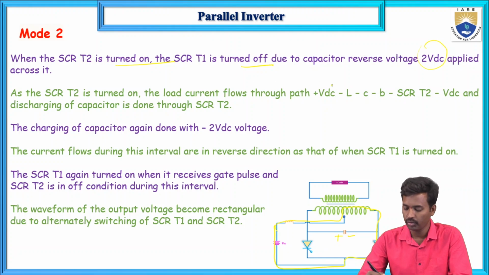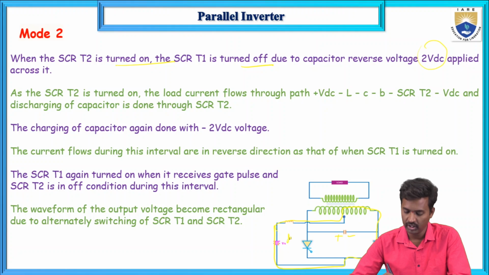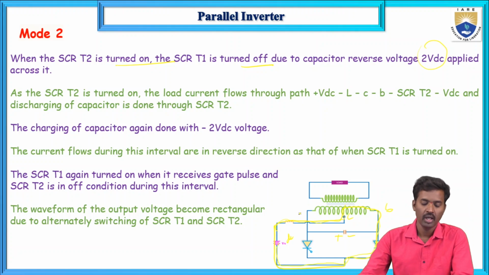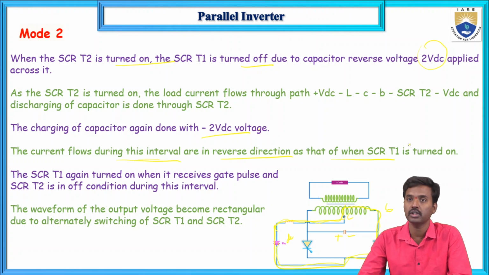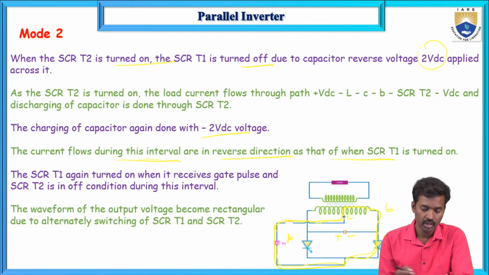So the load current flows through VDC, and next this L, this C, this is C and this is B, and again T2, and next again come back to the VDC. The capacitor is charging again, coming back to the minus VDC voltage. Now current flows during this interval in the reverse direction to that when the SCR is turned on. Next the cycle repeats. The SCR T1 is again turned on when it receives the gate pulse.